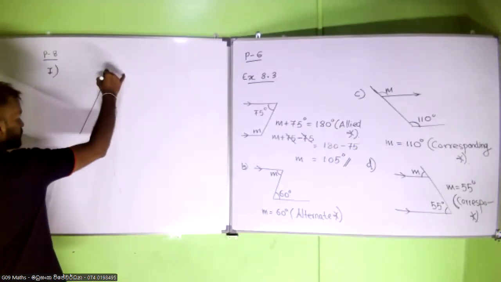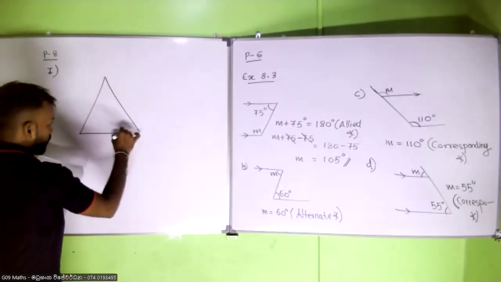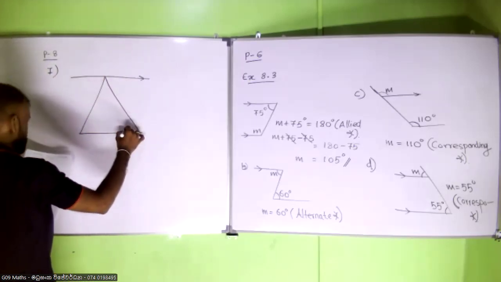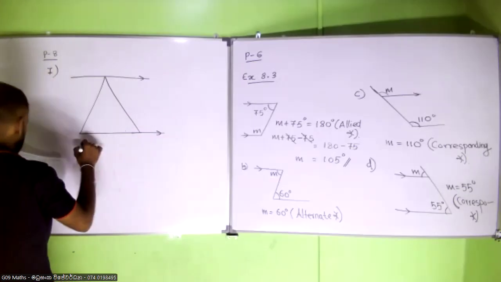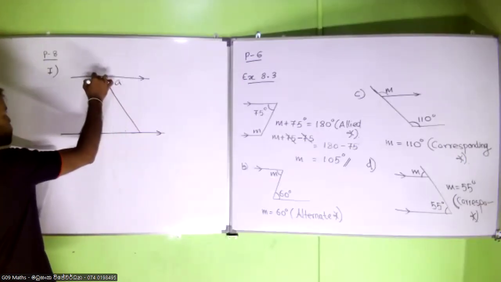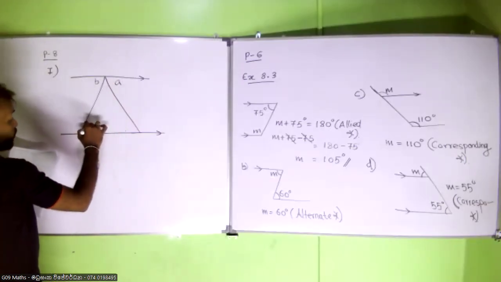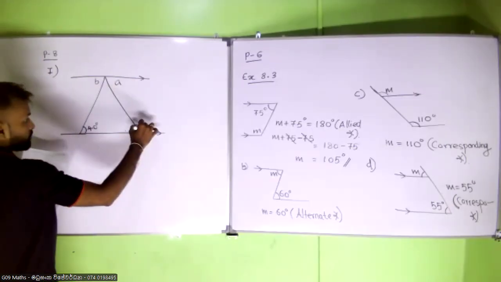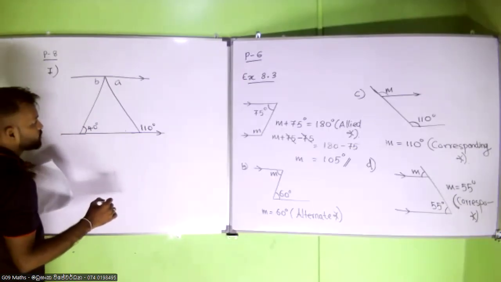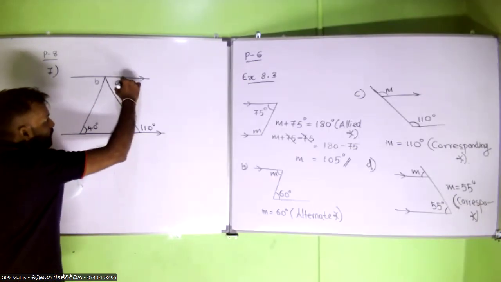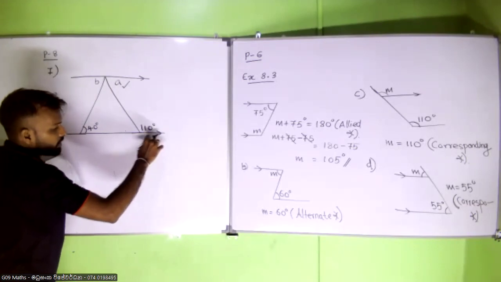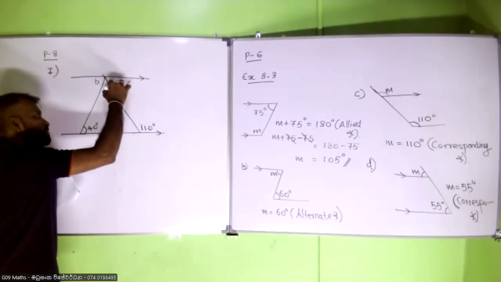There is a triangle. And here we have a parallel line like this. Here you have A. This one is B. This one is 40 degrees. So this one has been given as 110. So if you want to find A, you have to care about this parallel line and this parallel line. And the transversal is this.